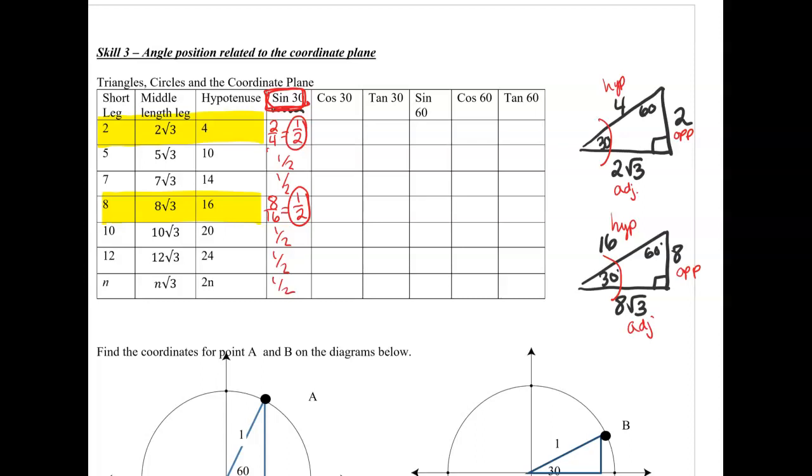All right, let's use these two examples to see if we see the same pattern happening for cosine of 30. So cosine is adjacent over hypotenuse. So in this case, that would be 2 rad 3 over 4. That reduces to rad 3 over 2. In the bigger triangle down here, it would be 8 rad 3 over 16. The 8 and the 16 reduce, and that also reduces to rad 3 over 2. So it turns out that no matter how big your triangle gets, you always get the same answer for cosine of 30. And that's going to be rad 3 over 2.